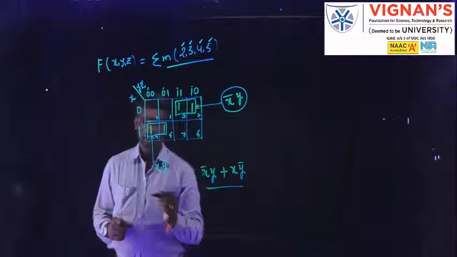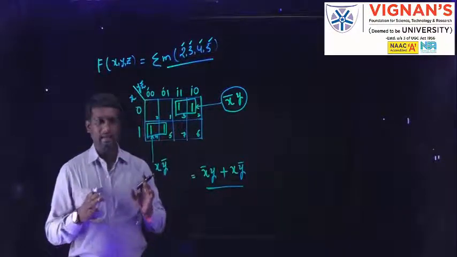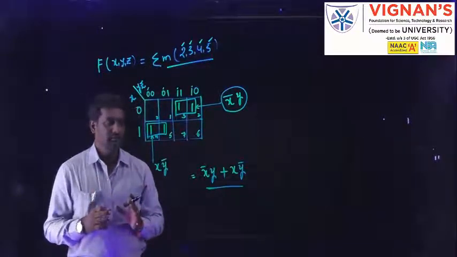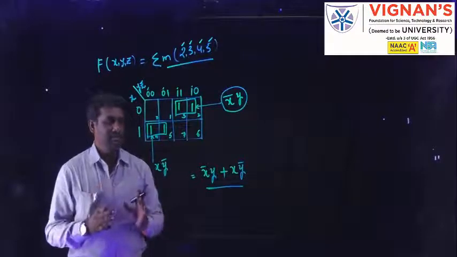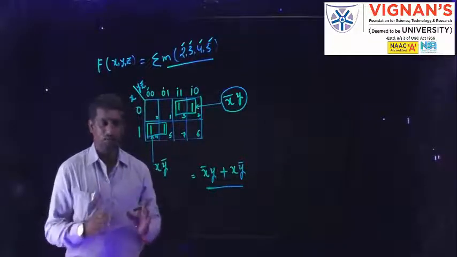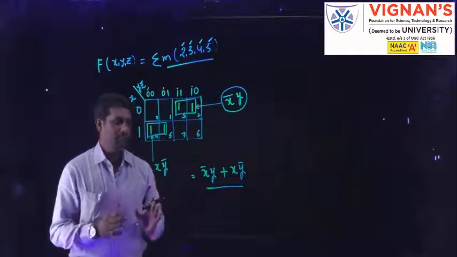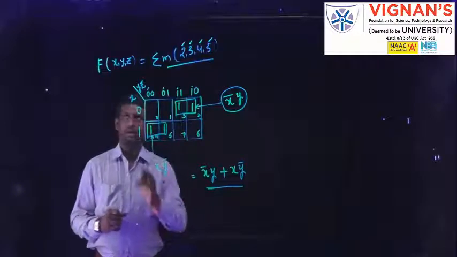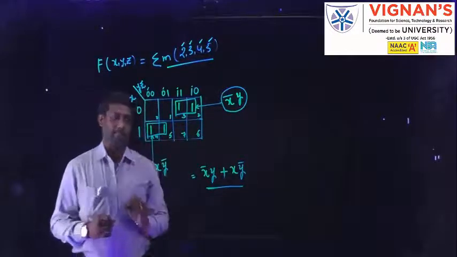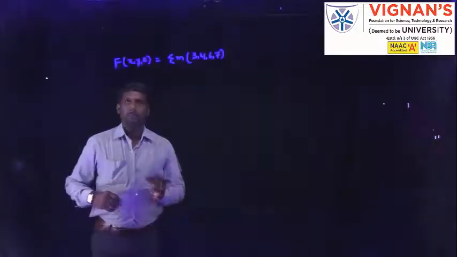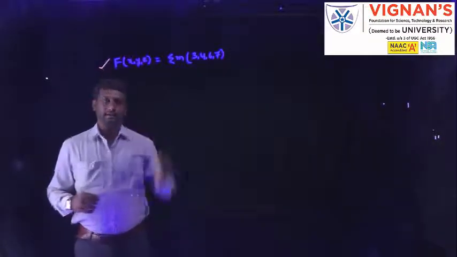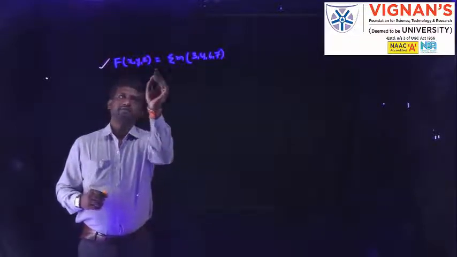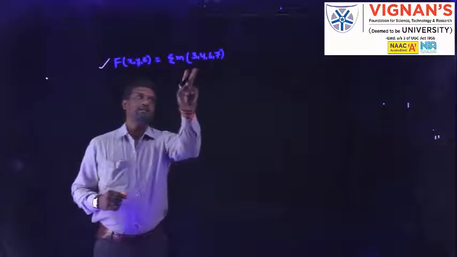So like this, without applying any Boolean law, by properly grouping the cells, we can get the simplified expression with the minimum number of literals in the final expression. This is one example with a 3 variable K-map. Now the second example: simplify the Boolean expression f of x y z equal to the sum of minterms 3, 4, 6, 7.